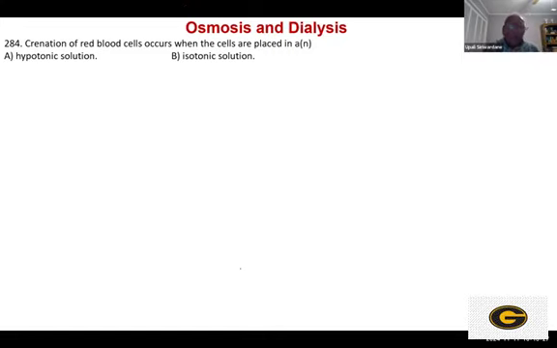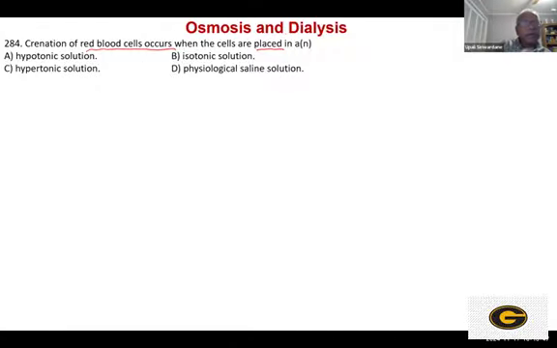Let's answer a few more questions. This is about crenation. Crenation of red blood cells occurs when they are placed in a hypertonic solution. This is the correct answer.